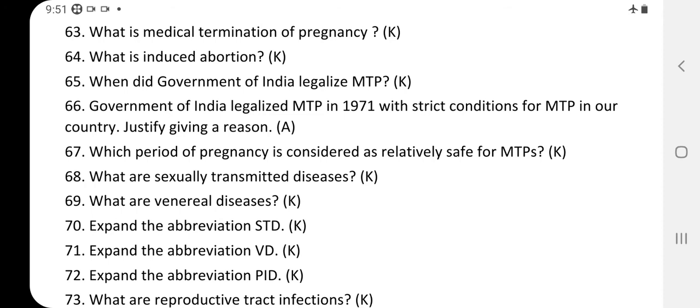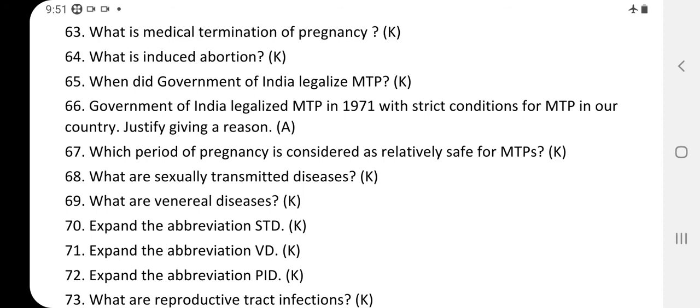67. Which period of pregnancy is considered as relatively safe for MTPs? The MTPs are considered relatively safe during the first trimester, that is up to 12 weeks of pregnancy.